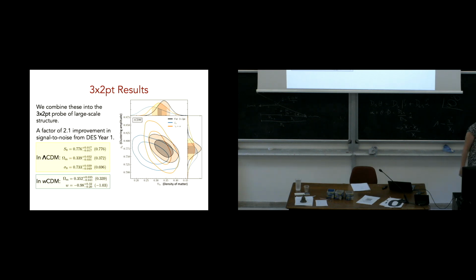Throughout the paper, we always quote both the 1D marginalized posteriors and the MAP point, to give you some indication of how much we think projection effects matter. And we think that at least for S8 in lambda CDM, they're reasonably controlled. In wCDM, that's a different story, because even in 3x2 point, at the moment we don't have enough constraining power to really constrain the dark energy equation of state. So at the moment, the Dark Energy Survey measures S8, but less so dark energy.